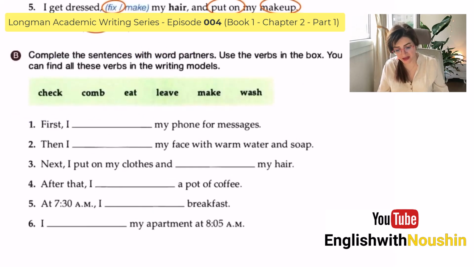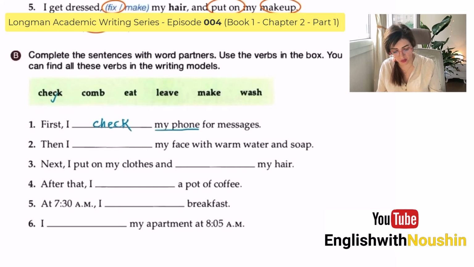Next part. It says complete the sentences with word partners. Use the verb in the box. Now this time we just want to write the verb down. So, my phone. First, I blank my phone for messages. What do we do with our phone for messages? We check.